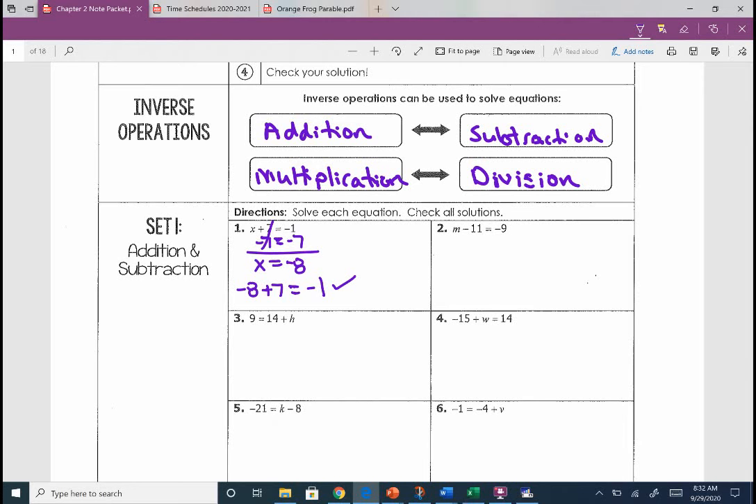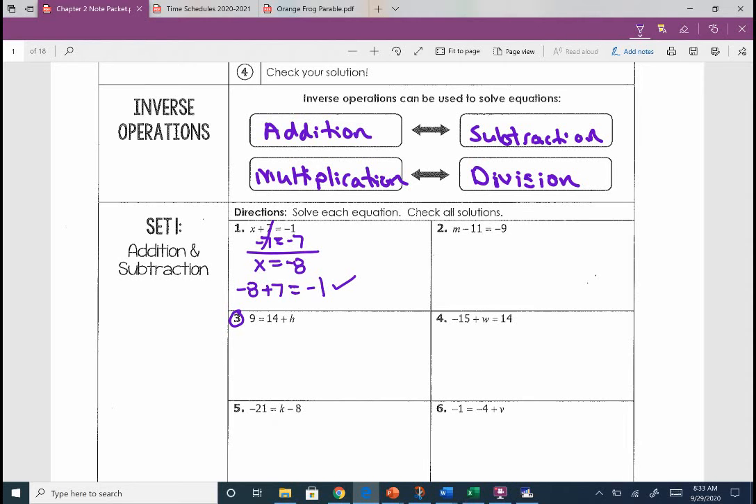Now, I want to do one more with you guys, and I want to give you a chance to try the rest. But I'm going to leave number 2 alone. And I want to look at number 3. Because number 3 looks a little different. We have 14 plus h on the right side. The variable is not on the left, it's on the right, and that's okay.